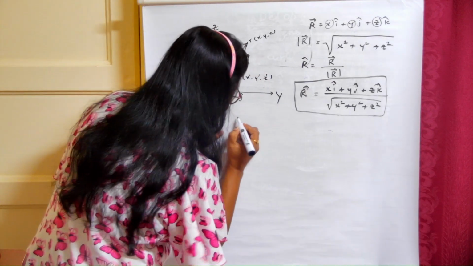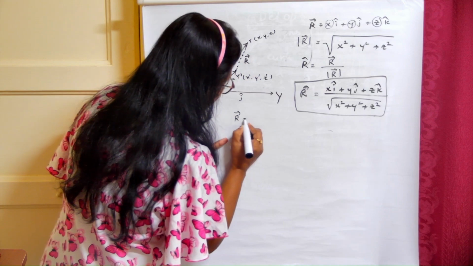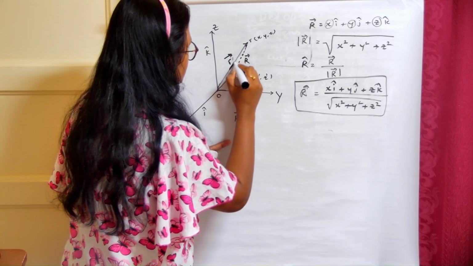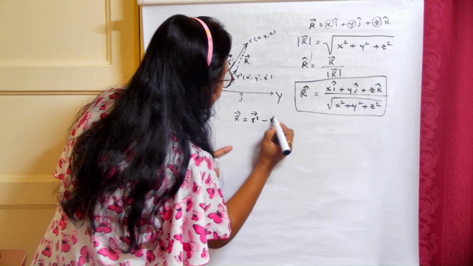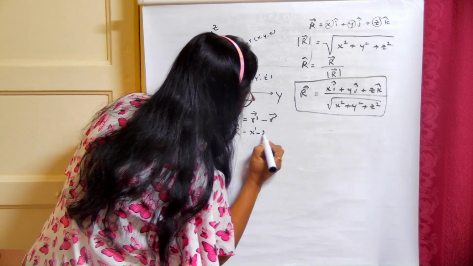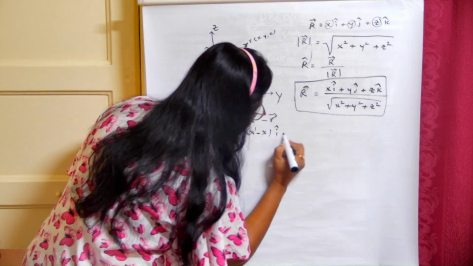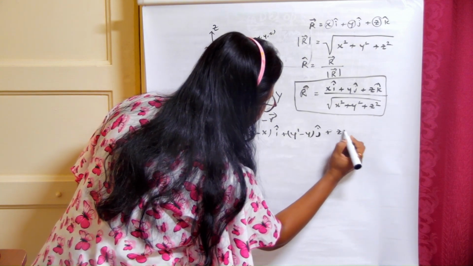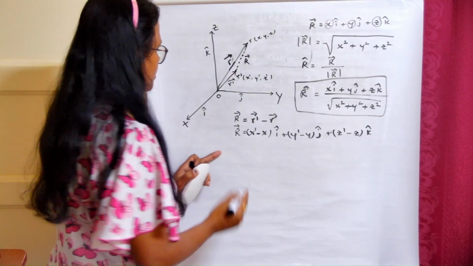Then let us define R bar in vectoral form, which is the separation vector between source point and field point. How can you do that? You can get the separation vector by subtracting the source position vector from the field position vector, that is r prime bar minus r bar. This is nothing but x prime minus x along x direction plus y prime minus y along y direction and z prime minus z along z direction.